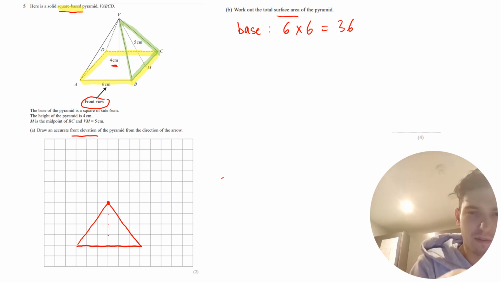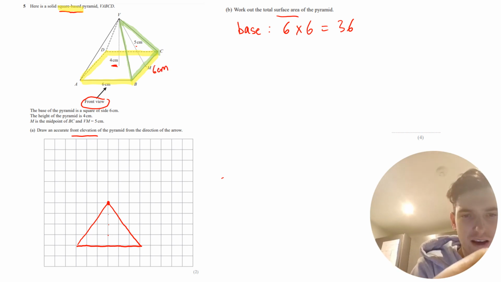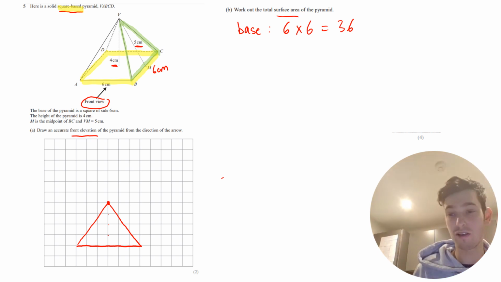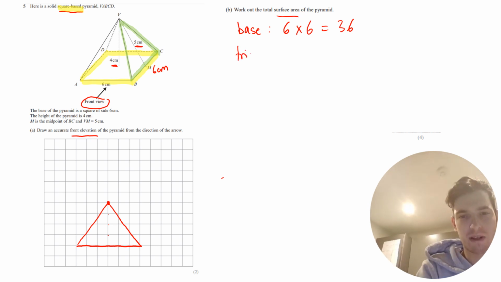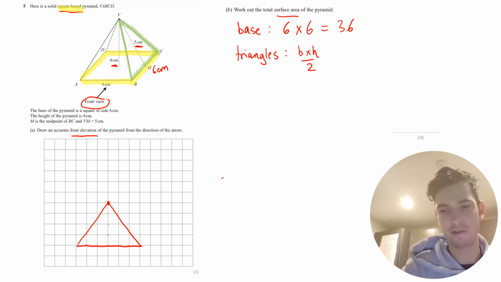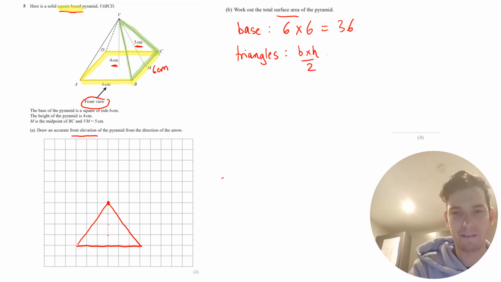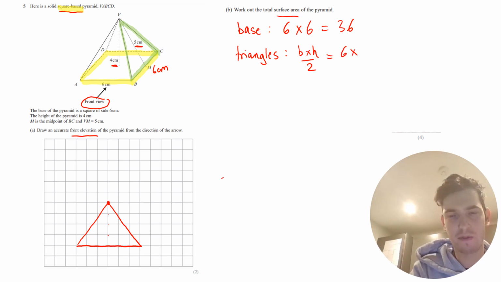So I think the base is 6 because it's a square base. And this time, my height of the triangle, it's drawn on for me, is 5 centimeters. So my triangular faces, my triangles, it's going to be base times height over 2. That's my formula for area of a triangle. So 6 times by 5 over 2 is 15.